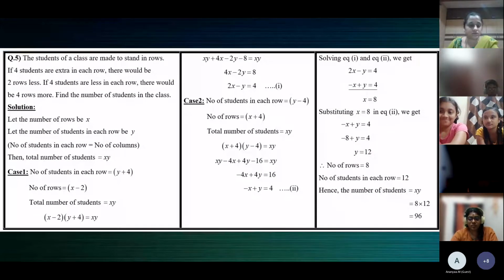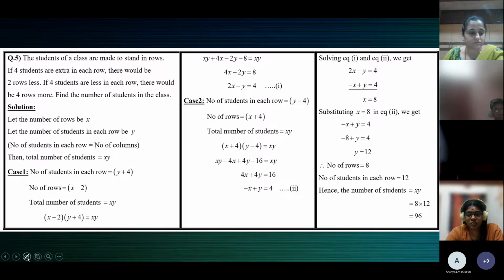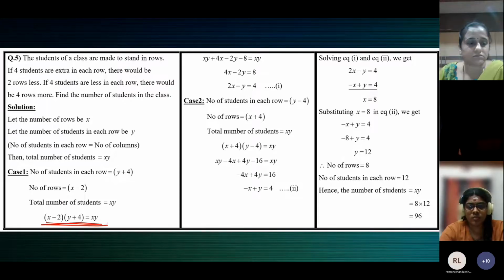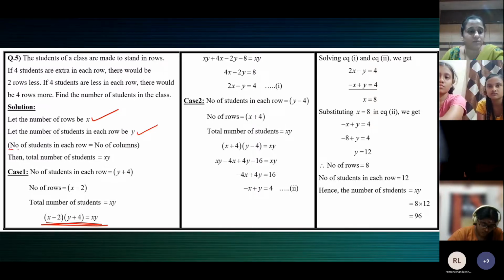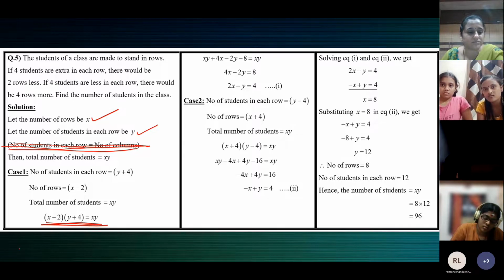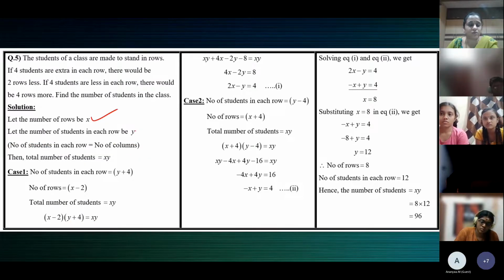So here is the first equation, what I told you first. Number of rows x, number of students in each row y. I've written in brackets here that the number of students in each row is also equal to the number of columns. That's for your information. You don't have to write this in your test or exam; you can write it in your notebook. Number of rows x, number of students in each row y, which is the number of columns. Then the total number of students is xy.